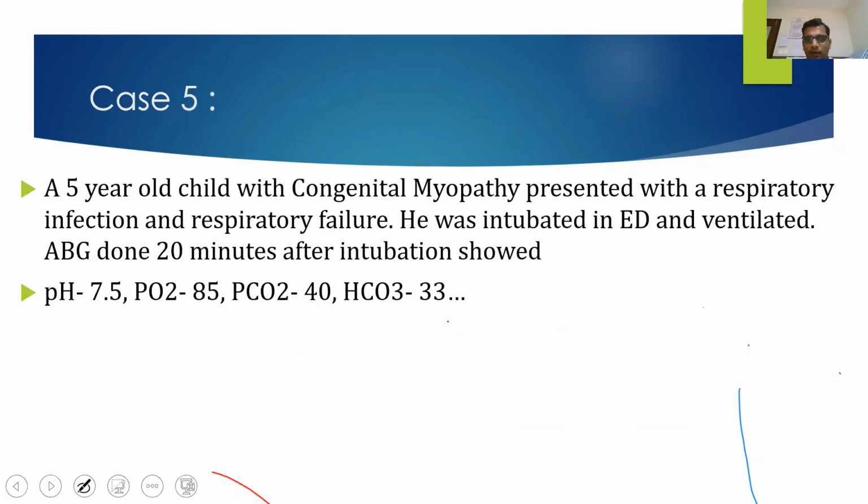Okay. Now again, one example: a 5-year-old child with congenital myopathy and chronic respiratory failure. He presented with some respiratory infection, and he was intubated in the emergency. And we did an ABG after 20 minutes, and we found this. So what is your interpretation?